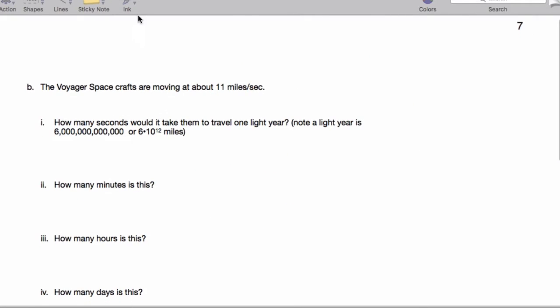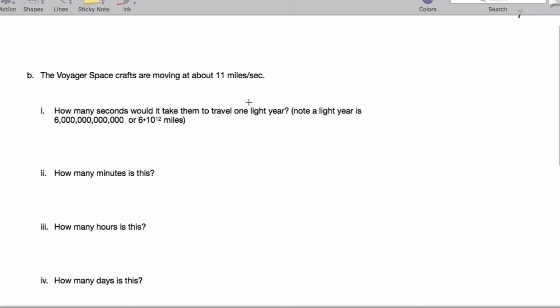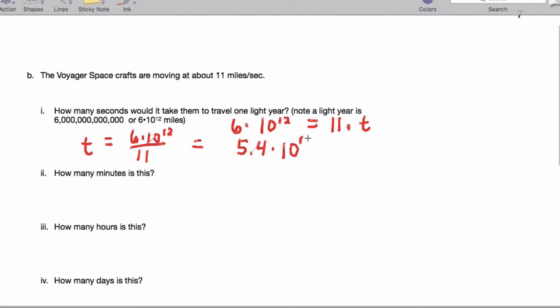Now, the Voyager spacecraft is moving at about 11 miles per second. So if you want to know how many seconds it takes to move a light year, you can put either of these numbers in your calculator. If you're familiar with scientific notation, I'll put 6 times 10 to the 12th. Now let's just be clear. That's the distance. We've got a rate of 11 miles per second, and t's the time. So when we isolate t, we're going to get 6 times 10 to the 12th divided by 11 miles per second, and that's going to give me 5.4 times 10 to the 11th seconds.